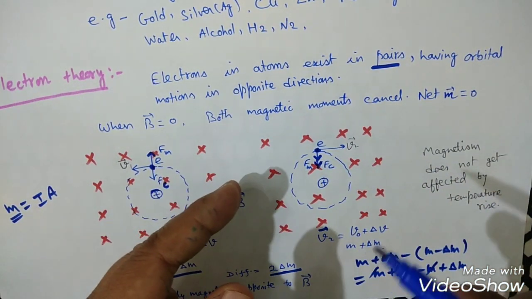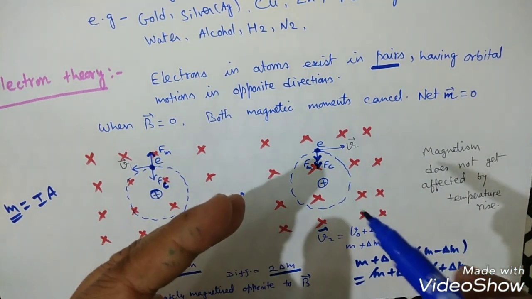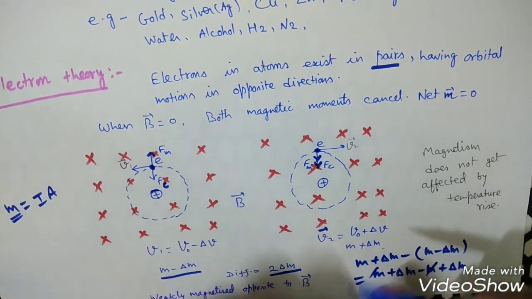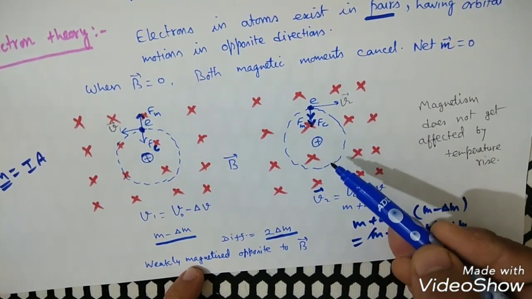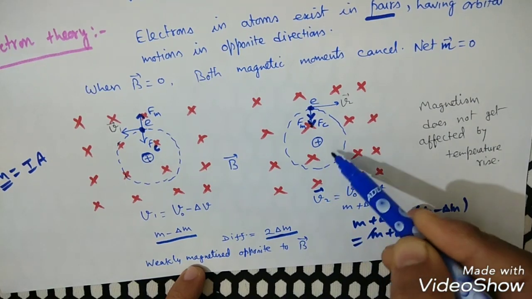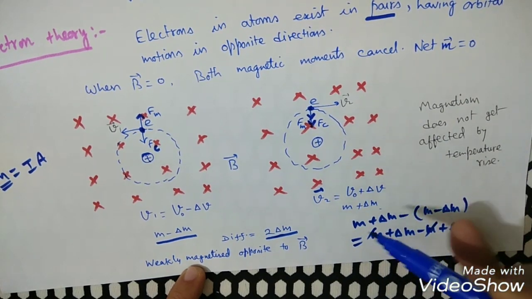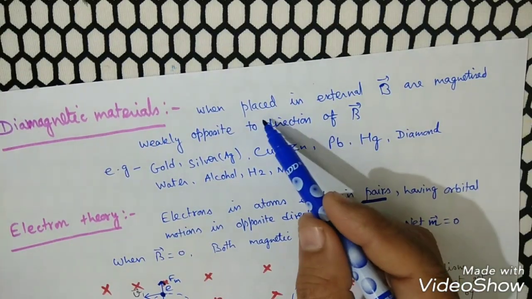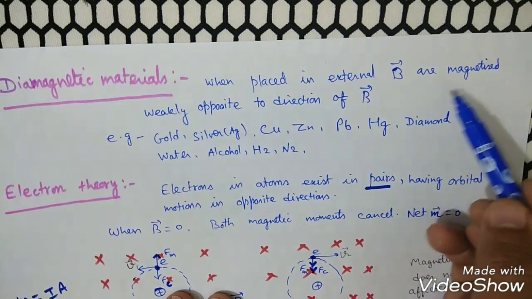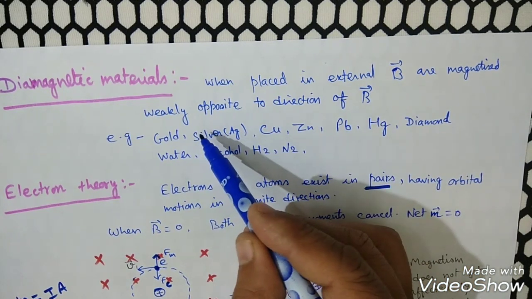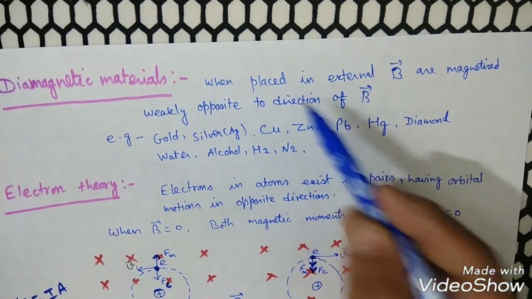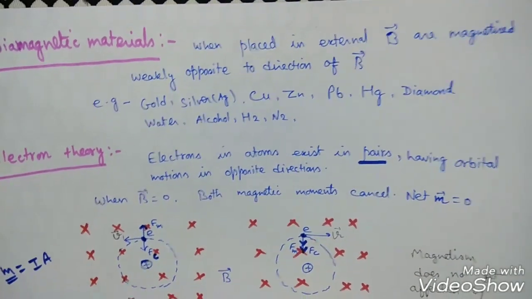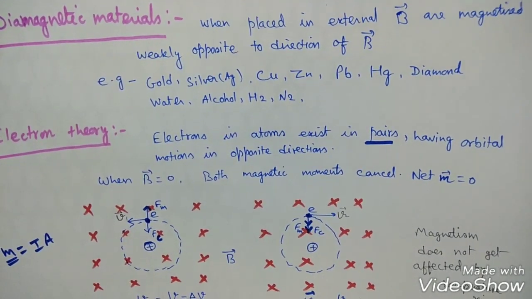This is vertically upwards, and we have applied the external magnetic field that is vertically downwards. What we find is that the magnetism developed in this diamagnetic material is opposite to the direction of the applied external magnetic field. That's why when placed in an external magnetic field, diamagnetic materials get weakly magnetized along the direction opposite to the direction of the applied external magnetic field. This is how we can explain the theory.